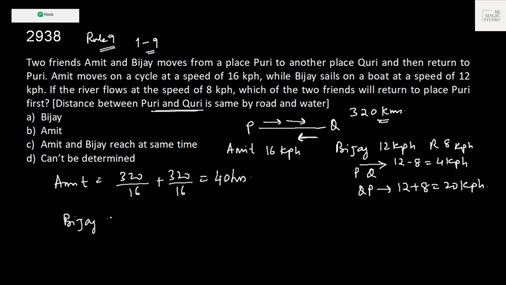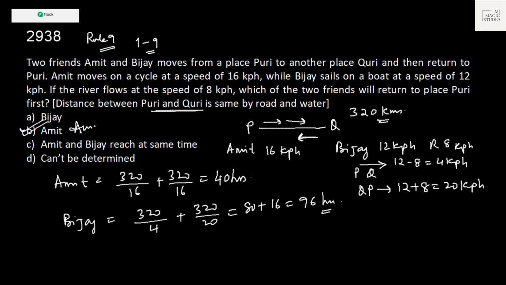For Vijay, time taken would be 320 by 4 plus 320 by 20. 320 by 4 would be 80, plus 16, that is 96 hours. This way also we can do, and we get the result that Amit would be the first one to reach Puri. Option B would be the pick.